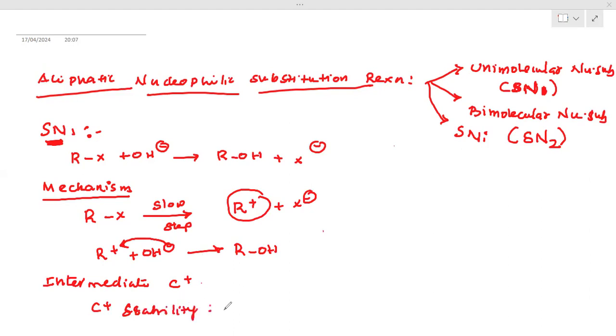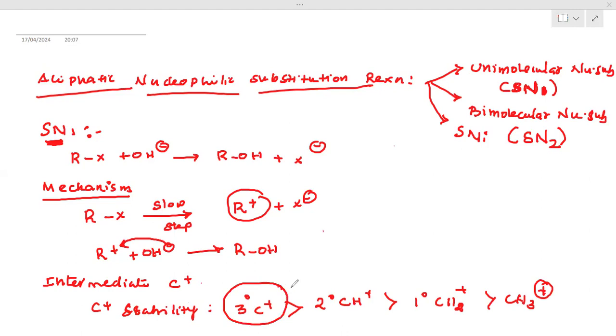Let's compare primary, secondary, and tertiary first, then allyl and benzyl. Carbocation stability order: tertiary carbocation is the most stable, then secondary carbocation, then primary carbocation, and then methyl cation.